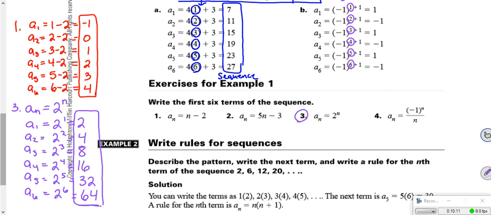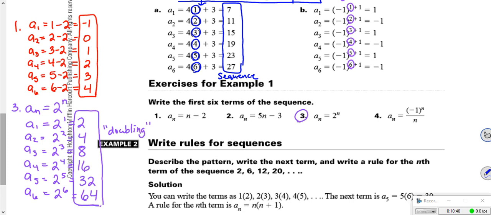Notice it is doubling. So anytime you've got a pattern of doubling, you are going to have a base of 2 to a power. Now, we usually have to see where the starting point is to know what to do with our n to get the right number to start with. But anytime you are doubling your number, you're going to have a base 2 to some power with n in it.